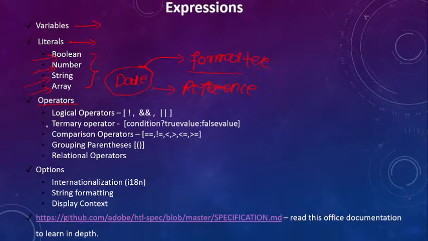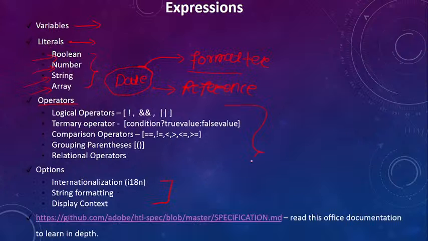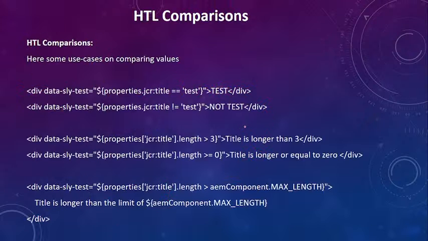After that we have operators. We have logical operator, ternary operator, comparison, grouping and relational operators, and in the optional we can mention these things. Firstly we'll discuss the operator. An operator is an operator, but we define it inside conditions only. Mostly we use operators in a condition, so we need some attributes for defining the condition. Here we have data-sly-test.